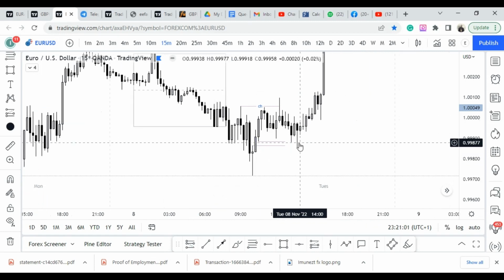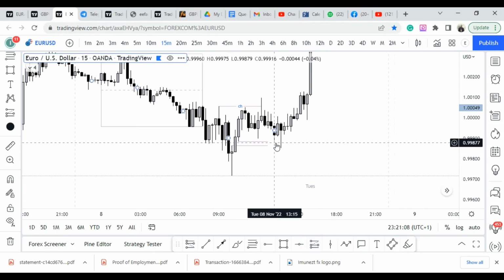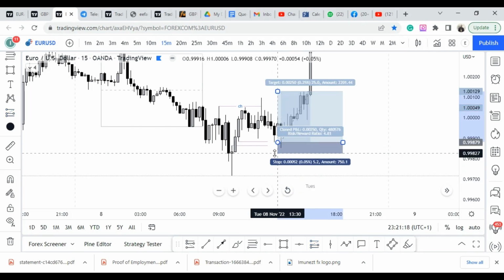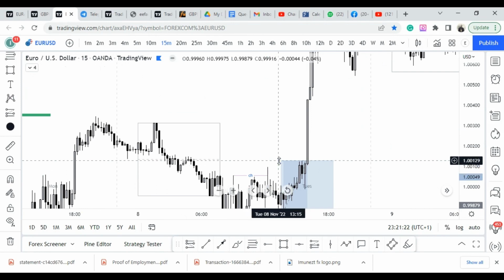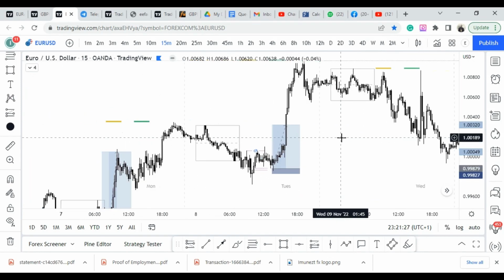For me, it would be a bad idea to actually enter at this point. Sorry about that. Enter at this point, and you can put your stop just below the imbalance candle, and you could have a very nice opportunity too. Very nice opportunity on Tuesday.